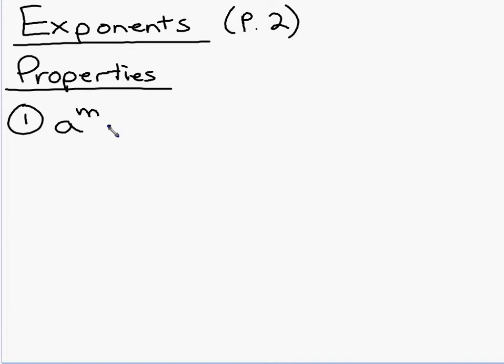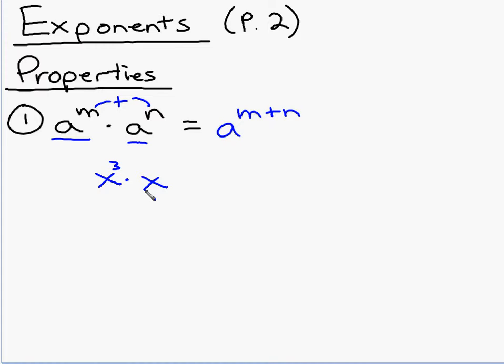If I have a to the m times a to the n. Now notice my bases are the same. A to the m times a to the n. The bases are the same. If that's the case, then I just add the exponents. Okay, I'm going to add these two. So it will become a to the m plus n power. So, for example, if I had x to the third times x to the 14th, excuse me, it would be x to the 17th. All right?